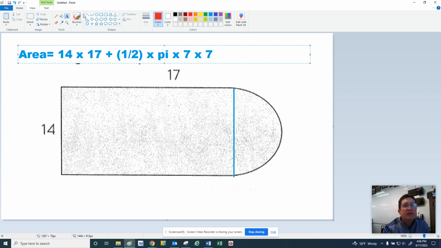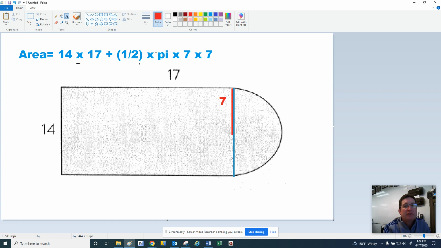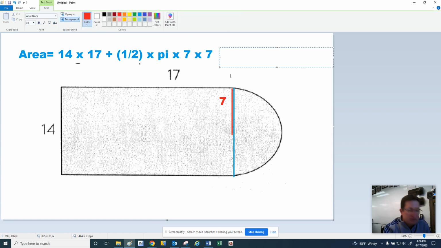Let's make a line. This distance here is 7. So right about half of that, we're saying that the red one is 7. Okay, so our answer, if we get on our calculator here and take 14 times 17 and then add a half times pi times 7 times 7, so that's going to equal... I went back to red, I guess, but 14 times 17 is 238.